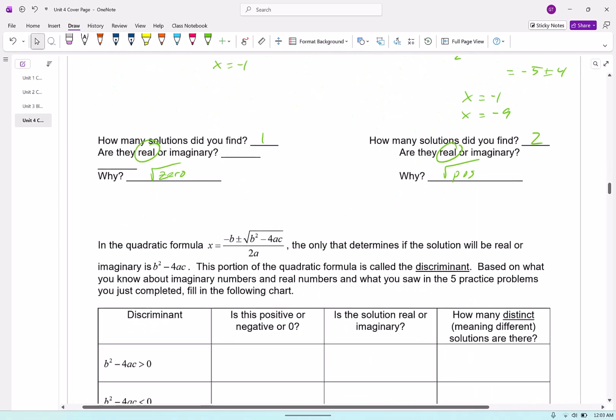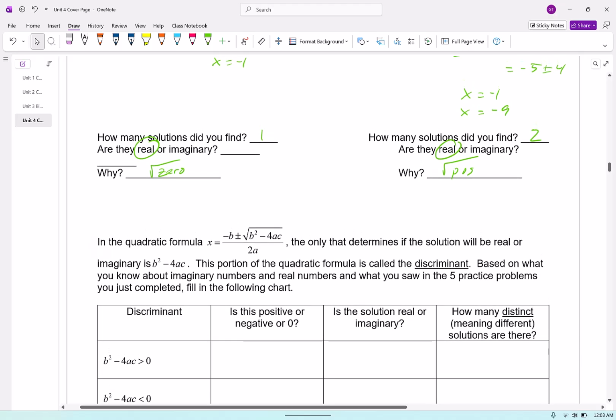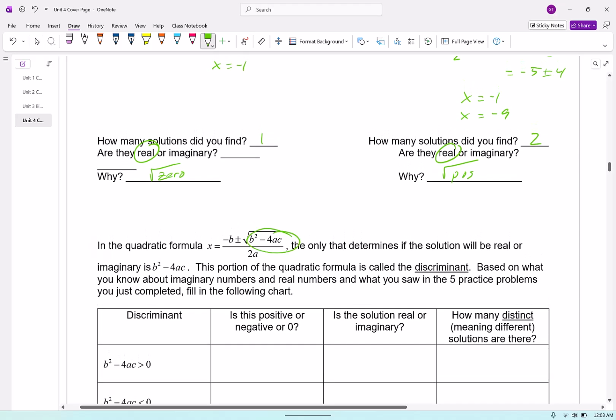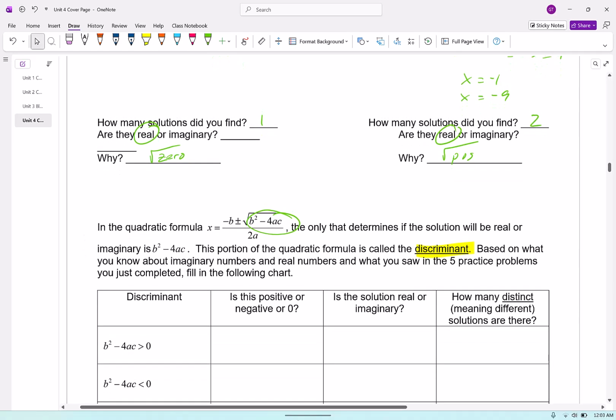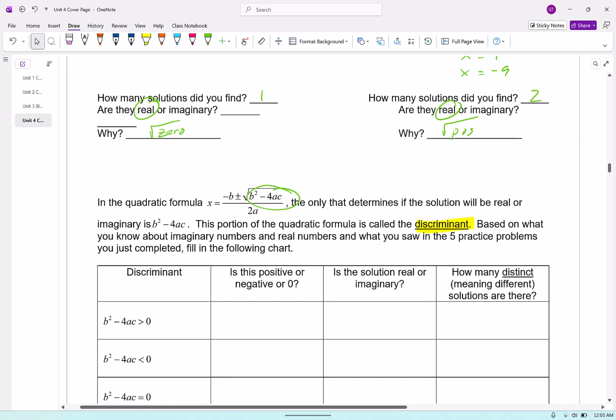So one thing, if you look back at these four a little bit more closely, there's a part of the quadratic formula that gives me an insight into how many solutions there are and whether they're going to be real or imaginary. That is this inside part, and we call that the discriminant. If I solve that real quickly, I can get a quick insight into how many solutions and whether they're real, even without all the other stuff.